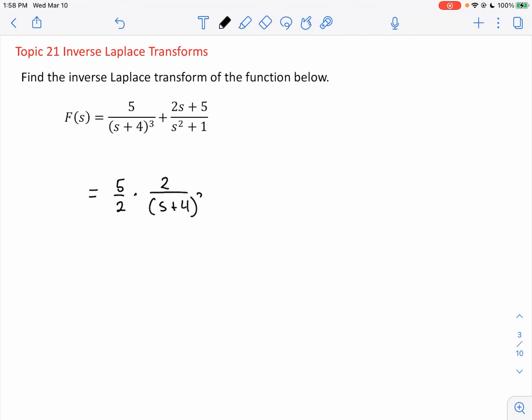S plus 4 cubed. And this right here is the Laplace transform of t squared times e to the negative 4t. Now let's just double check that real fast. We're trying to confirm that if I do the Laplace transform of t squared times e to the negative 4t, that I will in fact get 2 over s plus 4 cubed.